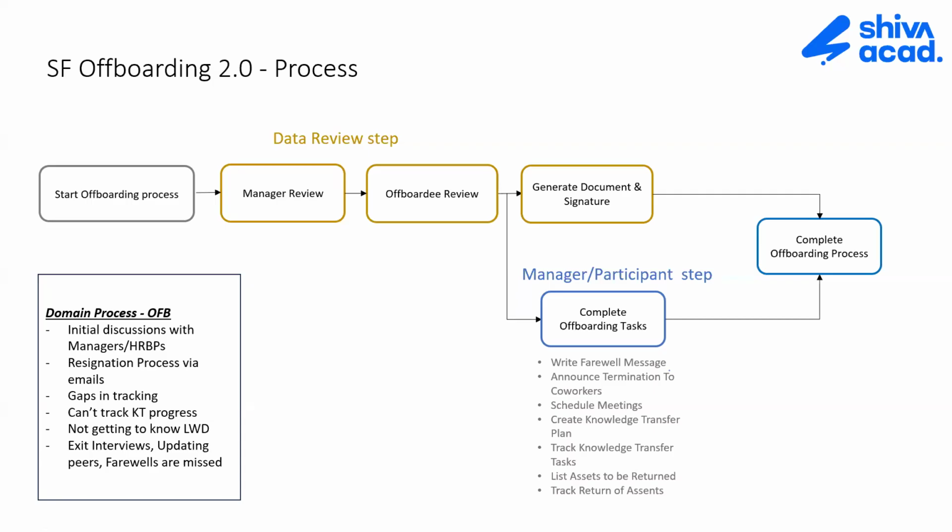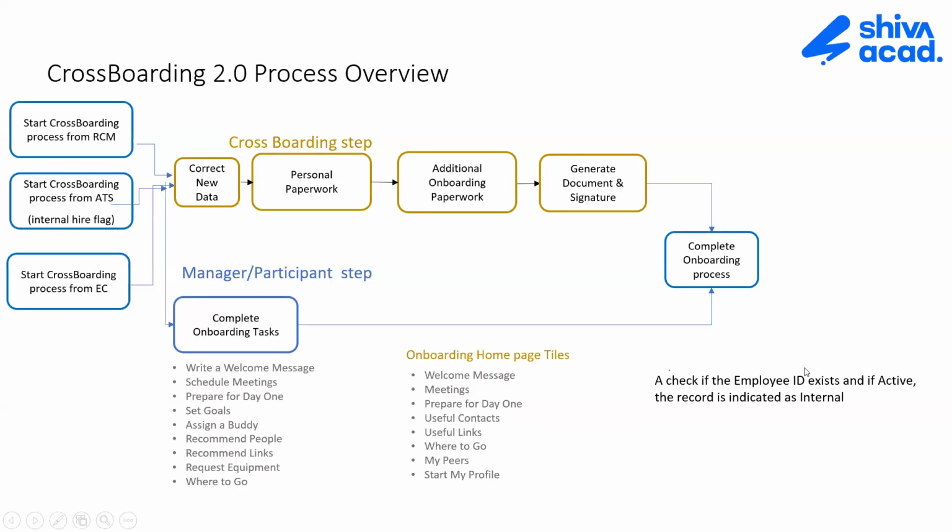Assets also, you can take them back, the laptops or the cards or anything. So a list of assets to be returned, and tracking of the returning of the assets, etc. This is the offboarding process.